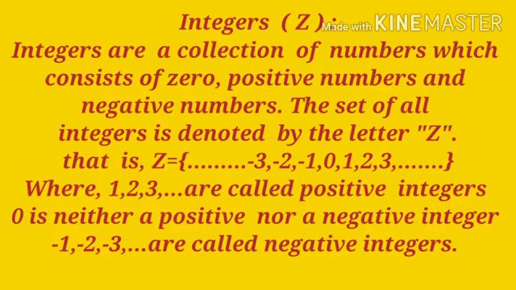Integers. Integers are a collection of numbers which consist of 0, positive numbers and negative numbers. The set of all integers is denoted by the letter capital Z. That is, Z is equal to -3, -2, -1, 0, 1, 2, 3 and so on. Where 1, 2, 3 are called positive integers. 0 is neither a positive nor a negative integer. -1, -2, -3 are called negative integers.